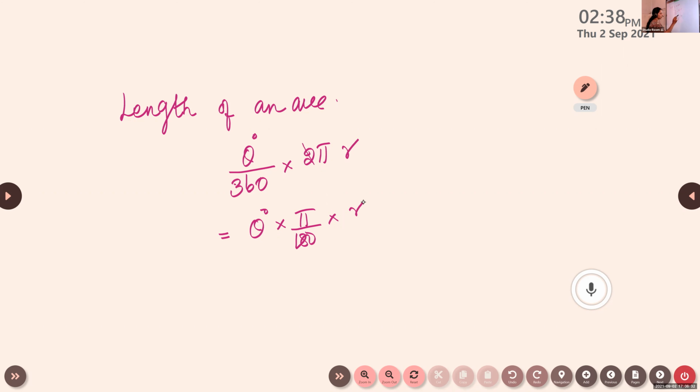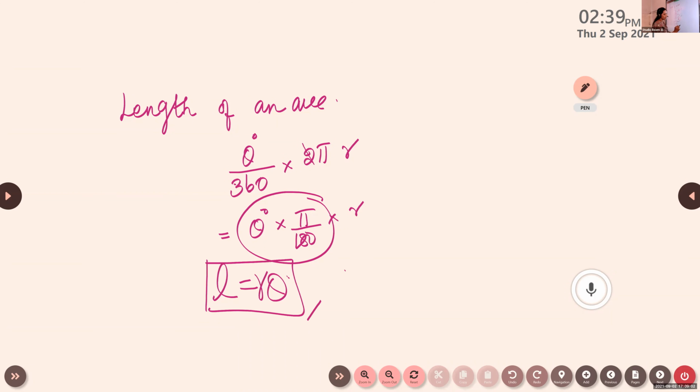What does it mean? Last year we did this, but we didn't know why we were doing it. Now you can understand this concept. Theta in degrees, we multiply by pi by 180. That means we convert that into radians. So hereafter we will be using the formula L is equal to r theta, where theta is the angle in radians.